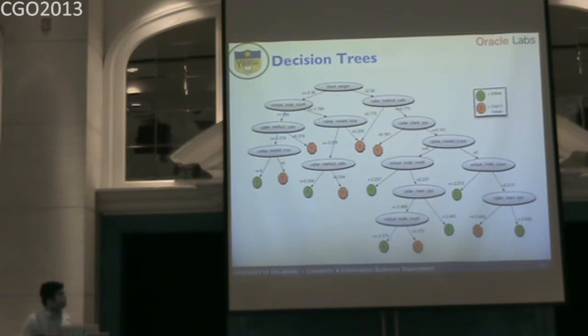So the decision tree looked like this. The best part about this decision tree was that just looking at it, you would know what is an important factor, what is not an important factor.